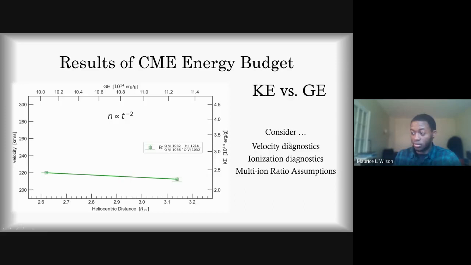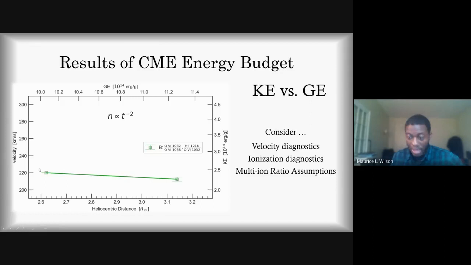Consider the velocity diagnostics, consider the ionization states. I call this a multi-ion ratio, just because we're using two different ions in the same ratio, neutral hydrogen and oxygen six. So when you're constraining your energy budget, be careful with the implicit assumptions that are made when using this technique. What I'm assuming is that neutral hydrogen is experiencing the exact same conditions as the oxygen six ions. Temperature is the exact same.